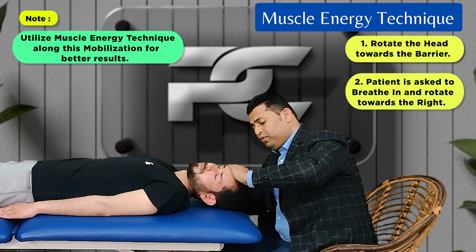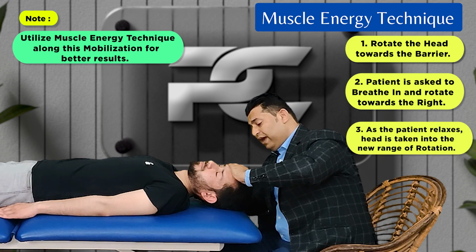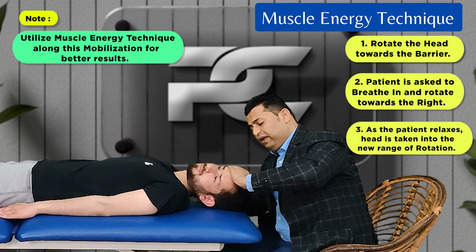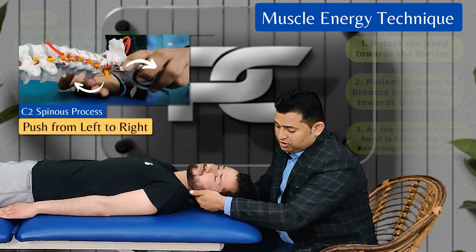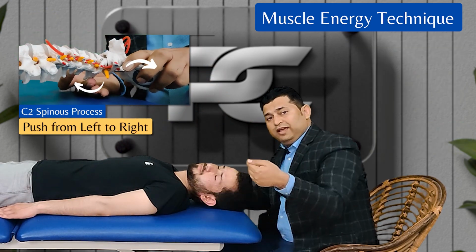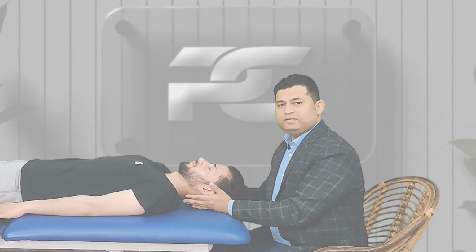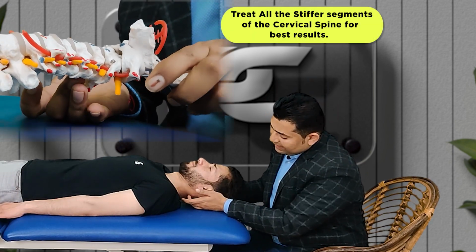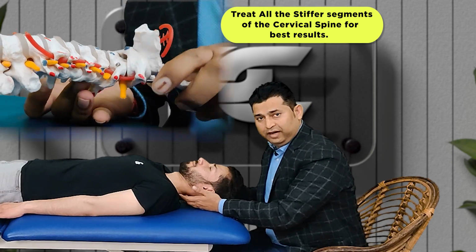So breathe in and push into my hand with 25% of the force. And as the patient breathes out, he needs to relax, and the therapist is going to take the patient to the newer range of left cervical rotation. Please do note that this pressure over the C2 spinous process is maintained throughout from left to right. Now this same process of mobilization is next supposed to be carried out at each of the spinal levels which was found to be stiff and tender.